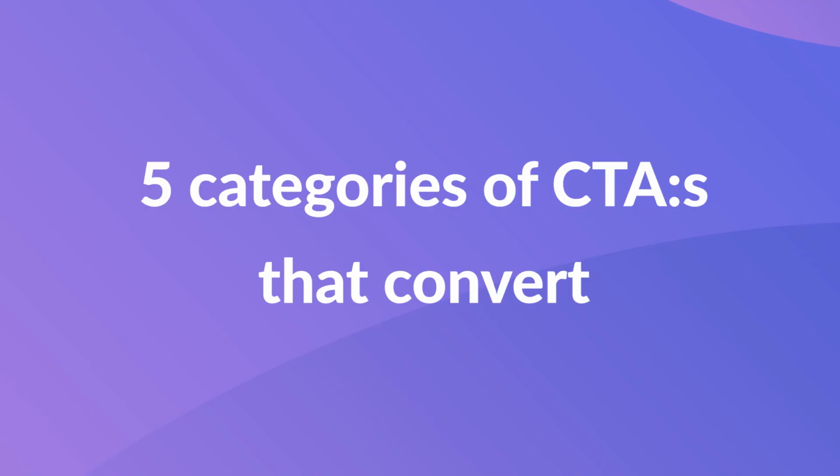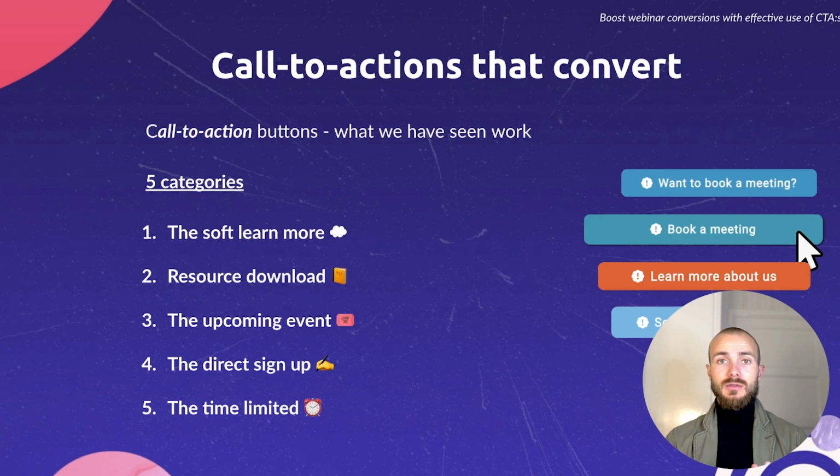But it's not just about having the right strategy on when to launch the call to actions, but also what you actually put in these call to action buttons or call to action texts. We see that we have 5 different categories of call to actions that will convert, but we'll also jump into how you create these from the ground up. But we'll go through some examples on each of these 5 categories so you can really get a feel for how you can use them in your business.